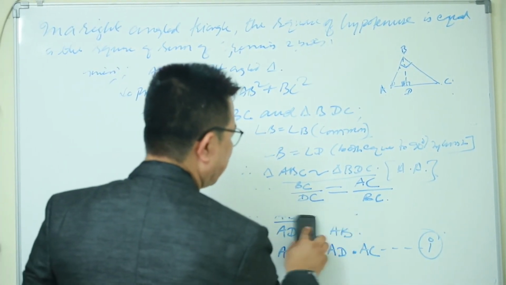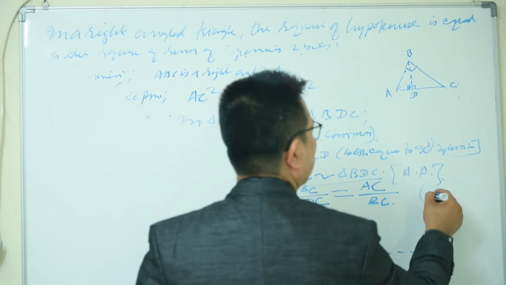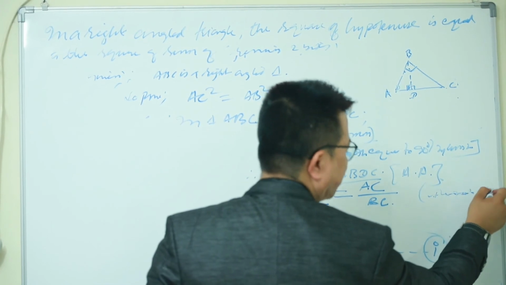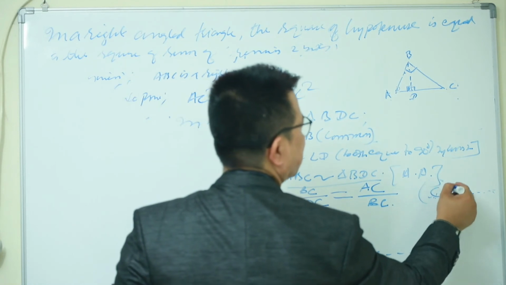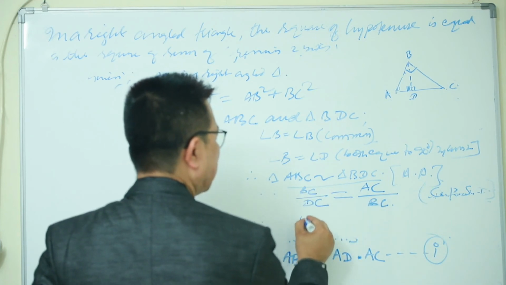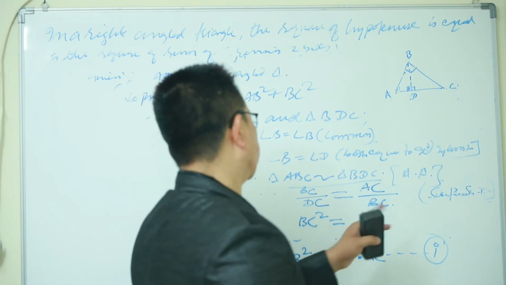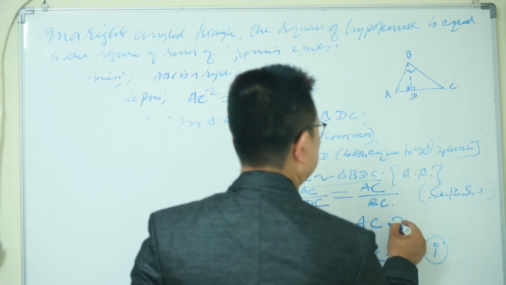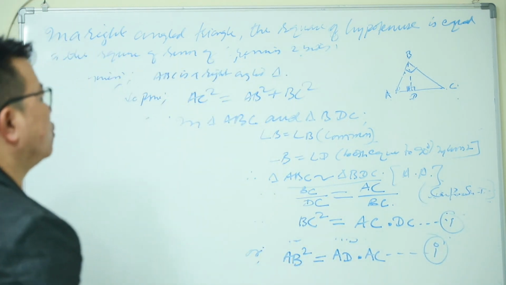Now you can make cross multiplication as we have done, and the reason you can write here is that the ratio of the corresponding sides of similar triangles are proportional. You can write corresponding parts of similar triangles. Okay, now cross multiply BC into BC. BC square is equal to, when you multiply DC into AC, AC dot DC. This is equation number 2.